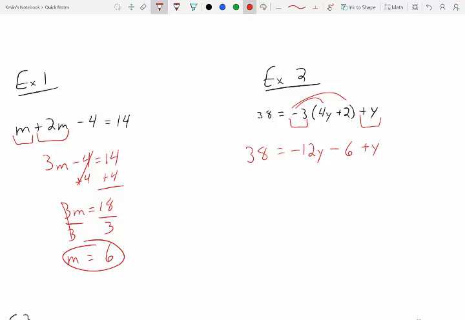Now I need to combine like terms. I have a minus 12y and a positive y. So negative 12 plus 1 gives me negative 11y. Minus 6, and that's still equal to 38.